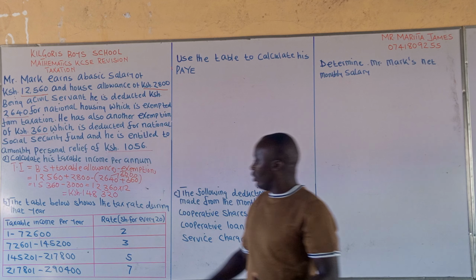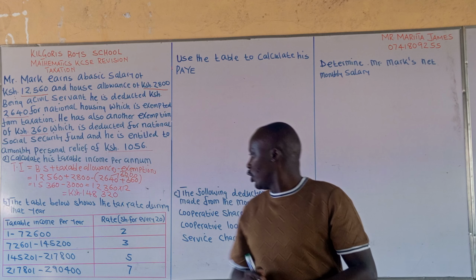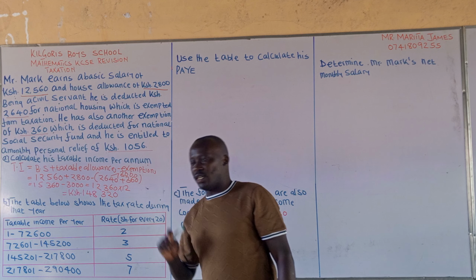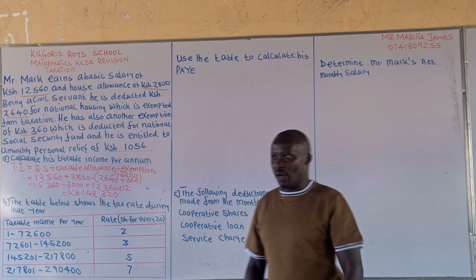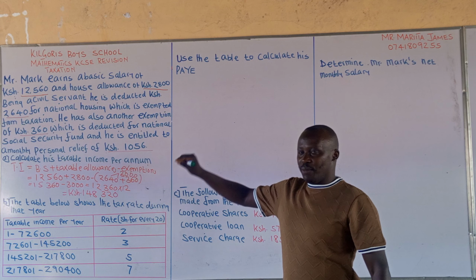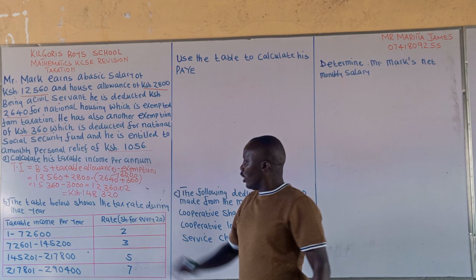And then we have 217,801 to 290,400. For every 20, the rate is 7. So look at our value. Our value per year is 148,320.